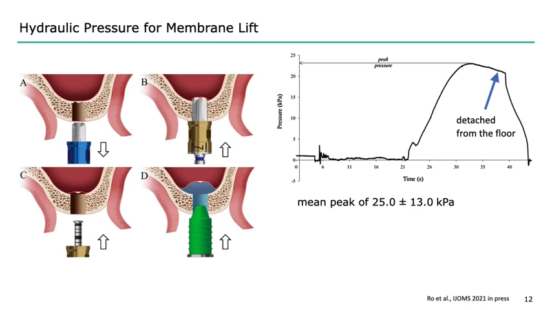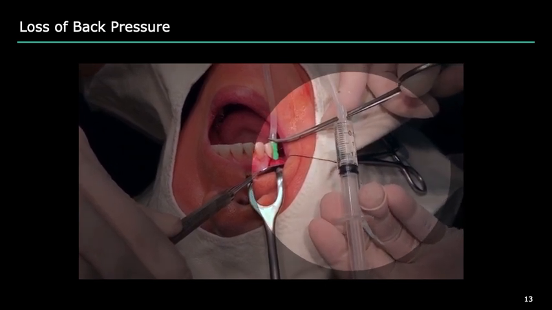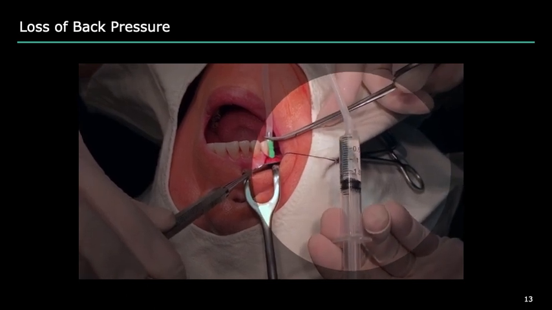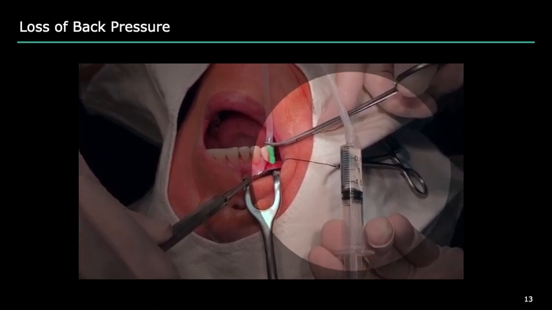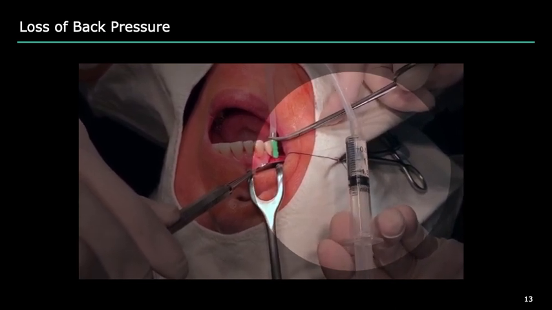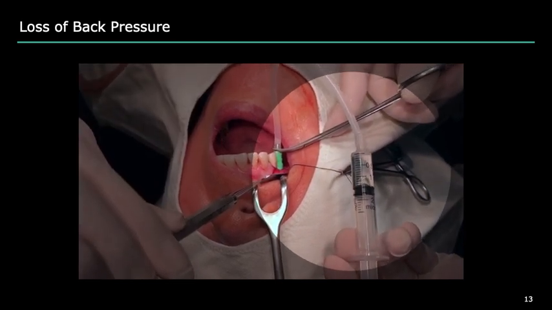So according to this well-written scientific paper, the mean peak pressure was around this number, but we really don't know how much pressure is exerted on our fingers. Anyhow, this is a small video clip for hydraulic pressure lift. You can see the piston of the saline syringe is getting some regurgitation, but the amount of saline in the syringe is decreasing a little bit, step by step.